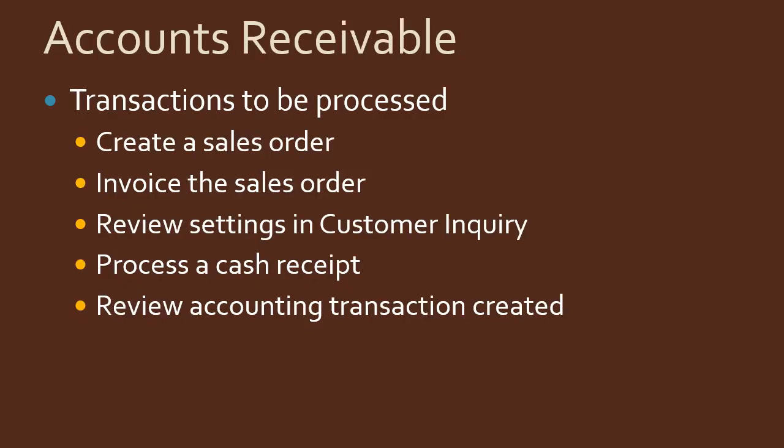Okay, let's get started in the accounts receivable transactions. Here's what we're going to do. We're going to create a sales order for $100, then invoice that sales order. We'll take a look at that invoice in the customer inquiry screen to see how it looks in both Canadian dollars and US dollars. Then we'll process a cash receipt against that invoice. We'll use a different date so that there is a different exchange rate so we can see how the system calculates the gain or loss. And then for curious accountants out there, we'll review the GL posting resulting from that cash receipt.